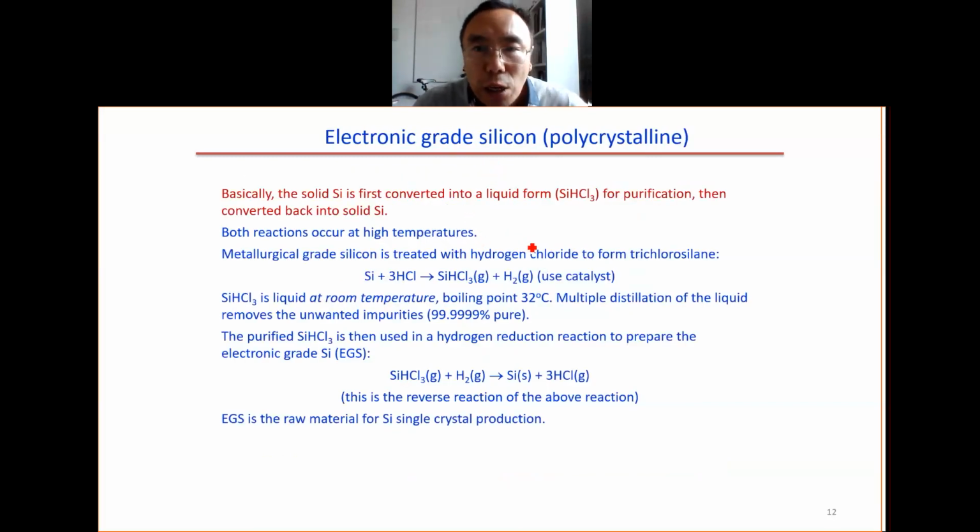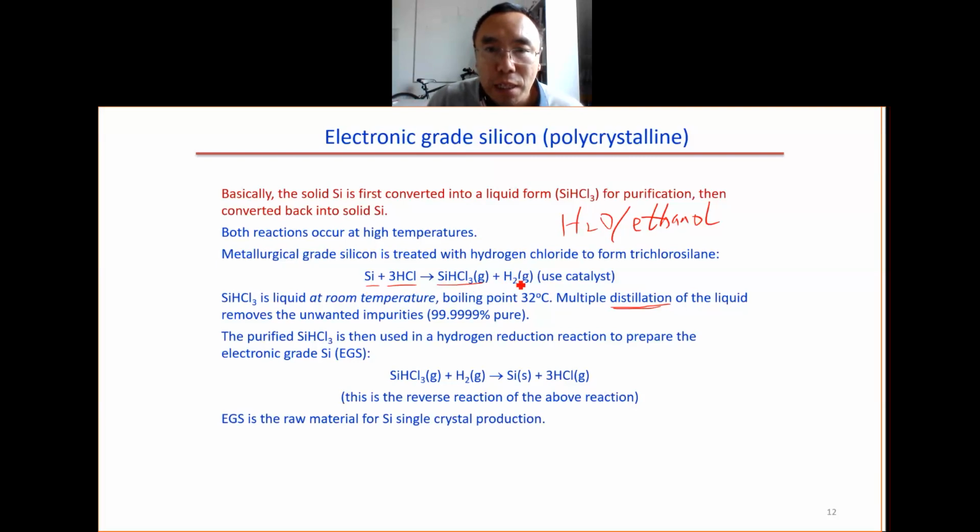For purification, we can use distillation. For example, if we have a mixture of water and ethanol, we can use distillation because they have different vapor pressures and boiling temperatures. The purification works for liquids, so first we need to convert silicon into a liquid. Then we use hydrochloric gas and silicon to form trichlorosilane.